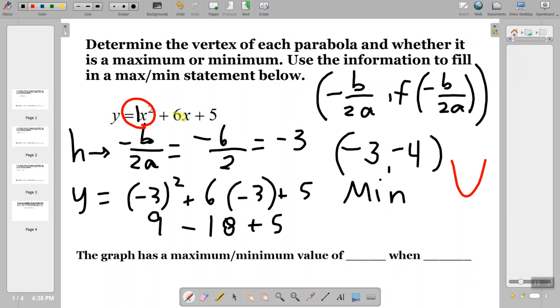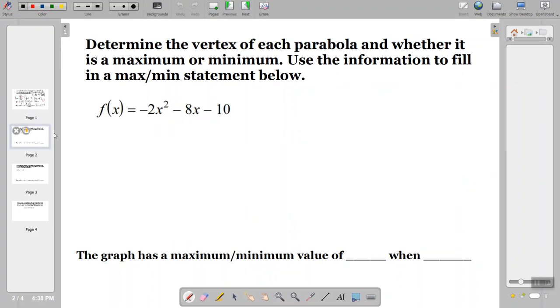Okay, so we're going to now use that information to fill in our statement. This graph has a minimum value of negative 4 when x equals negative 3. That's our min-max statement they're going to write at the end of each one. All right, let's try another example.